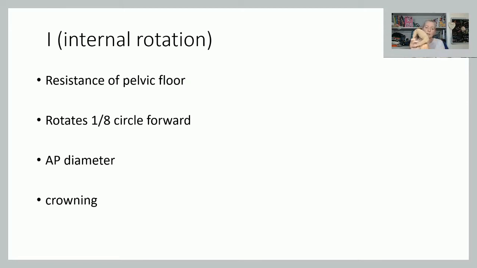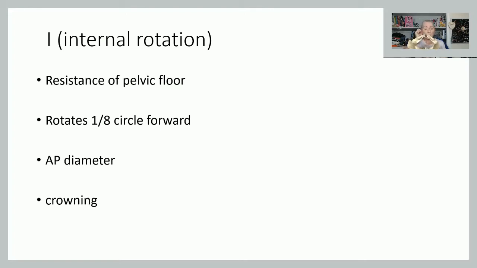Then we get something called internal rotation. Okay, and what exactly is that? Well, if we look back at our pelvis, the widest diameter on the inlet is the transverse diameter, and this is the diameter that the baby's head engages in because it's the biggest diameter. But the widest diameter on the outlet is the AP diameter, so anterior posterior diameter. So the baby's got to get from this wide one to this wide one. So as it enters, it has to rotate round to come out.